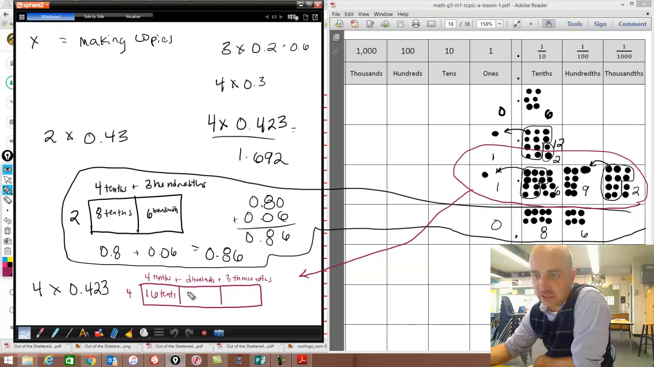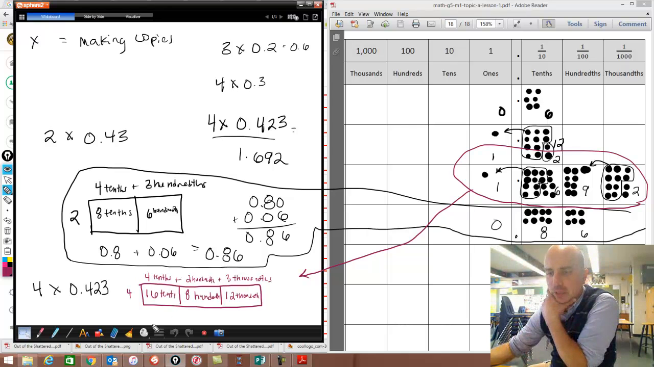If I have 4 groups of 2 hundredths, I'm going to get 8 hundredths. Okay, that's hundredths, I promise. And then 4 times 3, remember I got 12, I had 2 and I carried that one up there, so I have 12 in my thousandths. Okay, so let's write this down in standard form because we know how to do this. I have 1 and 6 tenths, or 16 tenths. 8 hundredths. 0 in my tenths, and 12 thousandths.